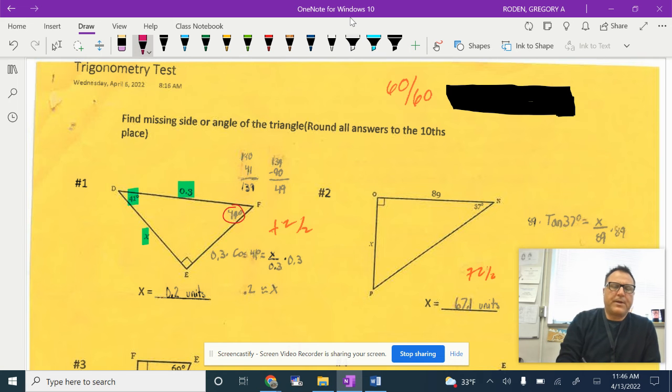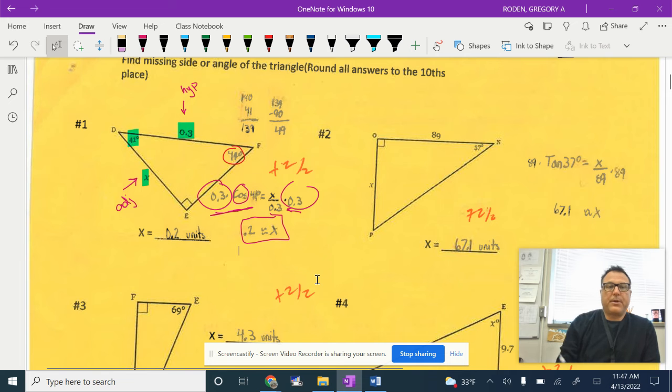So this student said, well, this is your hypotenuse right here. Most of you did well on this, by the way, so I'll go fast. This is your adjacent side. So we have an adjacent and a hypotenuse. Adjacent over hypotenuse is cosine. So the student used cosine and said the cosine of 41 degrees equals x over 0.3. Then they multiplied both sides by 0.3 and got x equals 0.3 times the cosine of 41 degrees, which is approximately 0.2 for their answer.